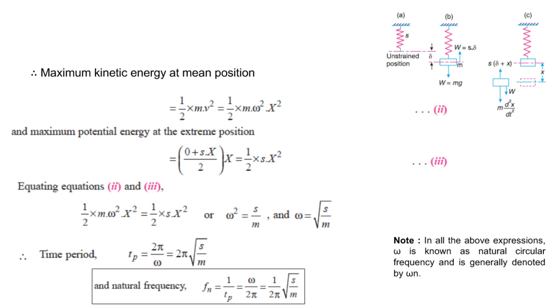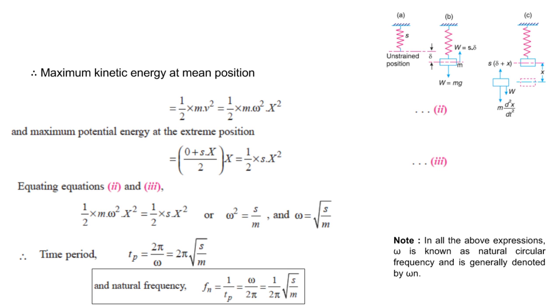Further procedure is the same. Once you find omega as square root of s by m, next the time period is equal to 2 pi upon omega, and frequency is equal to the reciprocal of time period. You will get the frequency formula as 1 upon twice pi square root of s by m. Now note that in all the above expressions, omega is nothing but the natural circular frequency, generally denoted by omega n. Frequency is equal to omega n divided by twice pi, nothing but 1 upon twice pi square root of s by m.